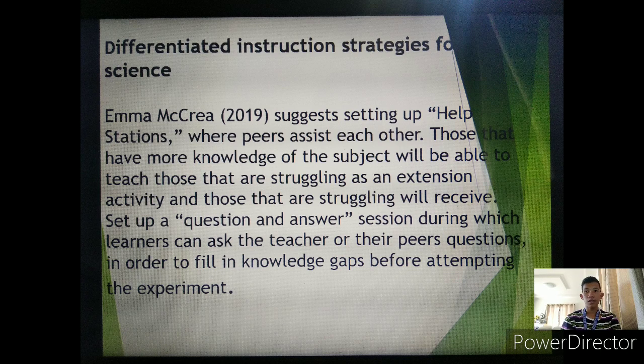Differentiated instruction strategies for science. Emma McCrea 2019 suggests setting up a help station where peers assist each other. Those that have more knowledge of the subject will be able to teach those that are struggling as an extension activity, and those that are struggling will receive help. Set up a question and answer session during which learners can ask the teacher their questions first in order to fill in knowledge gaps before attempting the experiment.